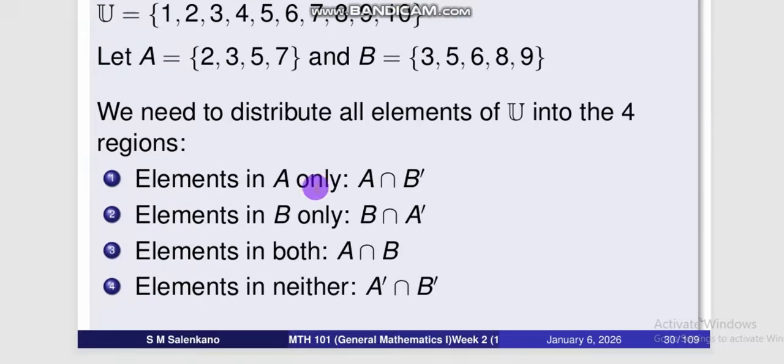We are going to see the elements in A only, which will be A intersection B prime. We are going to see elements in B only, which is B intersection A complement. We are going to see elements in both, which is A intersection B. Then we are going to see elements that are in neither. They are neither in A nor in B. So that will be A complement intersection B complement.